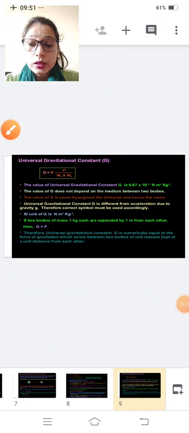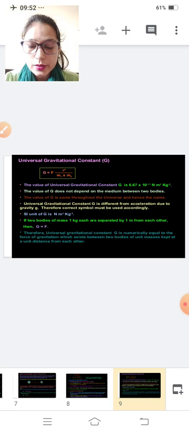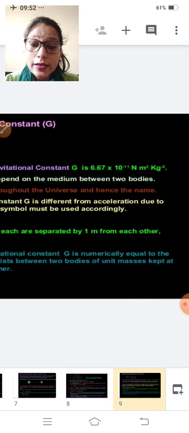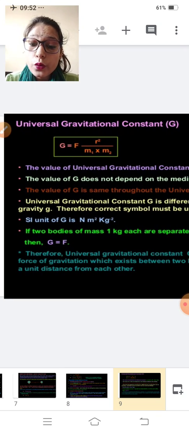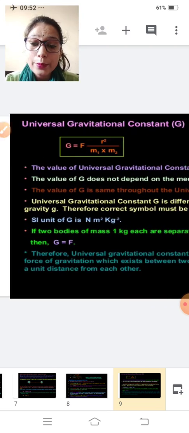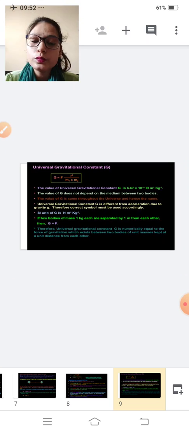Now, if two bodies of mass 1 kg are separated by 1 meter from each other, then G is equal to F, because all their values become 1, and anything multiplied by 1 gives the same answer. Therefore, the universal gravitational constant G is numerically equal to the force of gravitation which exists between two bodies of unit mass kept at unit distance. Unit means 1 meter distance, 1 kg mass from each other. This thing is clear to you?